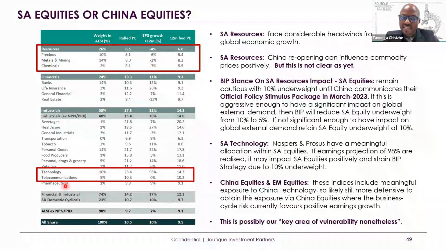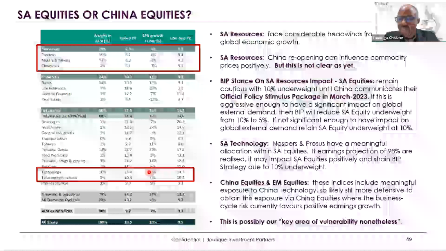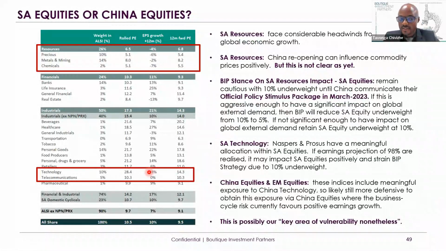What scares us, obviously, is the earnings upgrade that is expected to come out of Naspers/Prosus of 98%. We all know that Naspers and Prosus is a very big part of the JSE. If it has earnings growth of 98% this year, it means it's going to double up in its price because prices follow earnings. Naspers is 25% of the JSE, or roughly that number, or maybe slightly lower, but it does have a big impact.